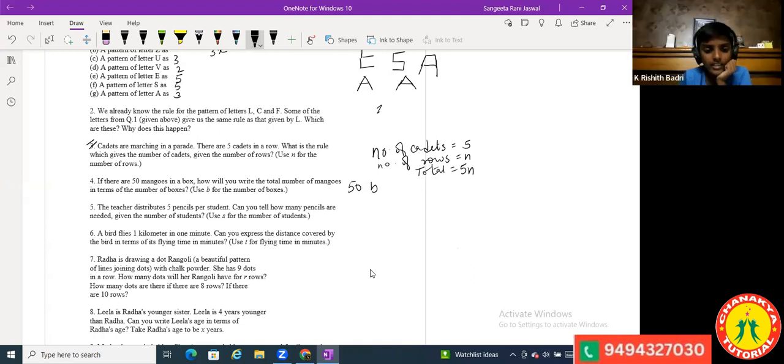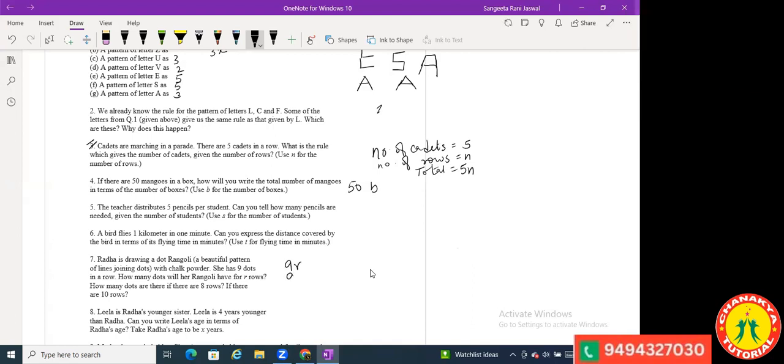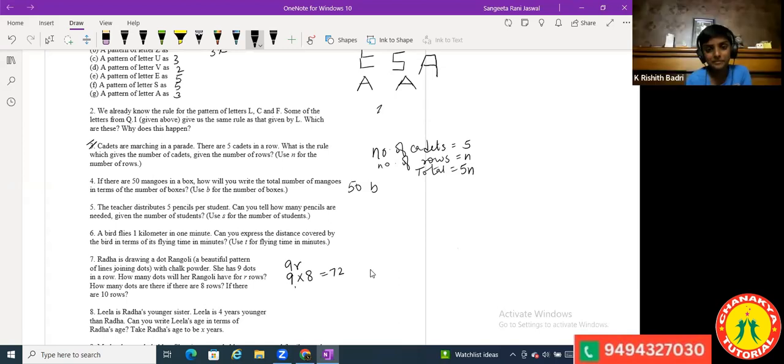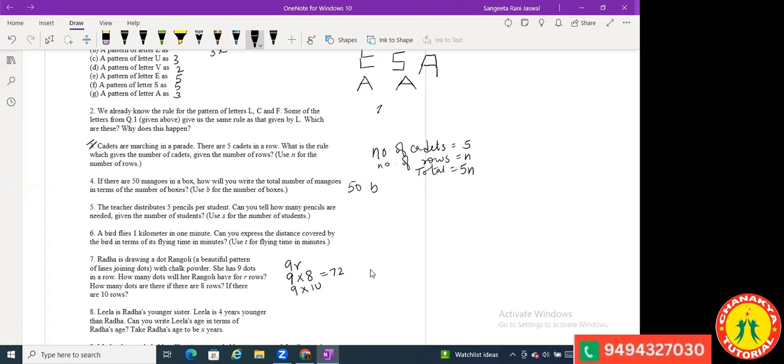Ma'am, what is it if there are 10 rows? 90. See, for the total number of dots, you made this rule: 9 into R. For 8 rows, you have 9 into 8, that's 72. Then for 10 rows, you have 9 into 10, that's 90.